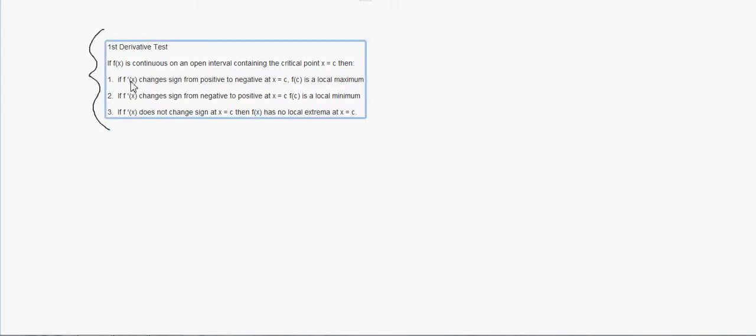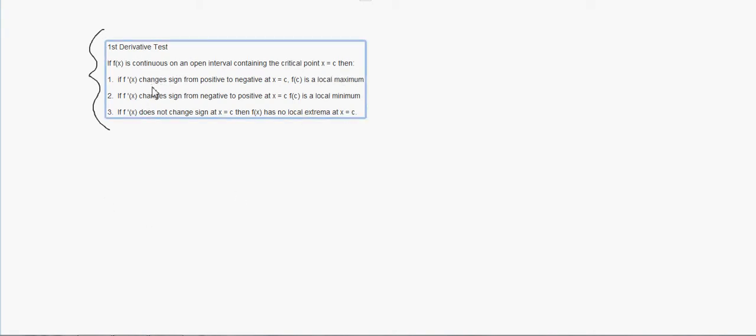Pretty basic. It says if f prime of x changes sign from positive to negative at a critical point, x equals c, then there's a local max. If f prime changes sign from negative to positive at x equals c, that's a local min. And if f prime does not change sign, then there are no local extrema there. This only applies if the function is continuous at a critical point.